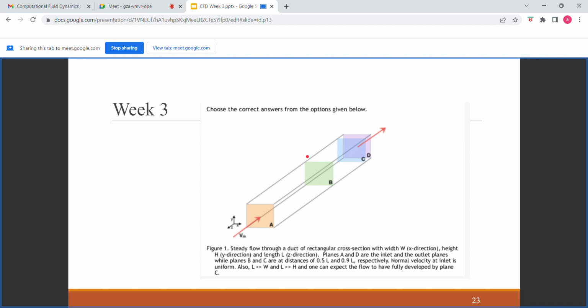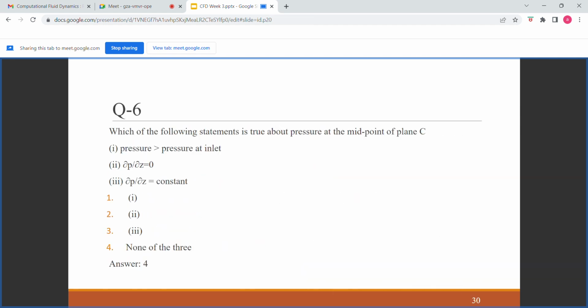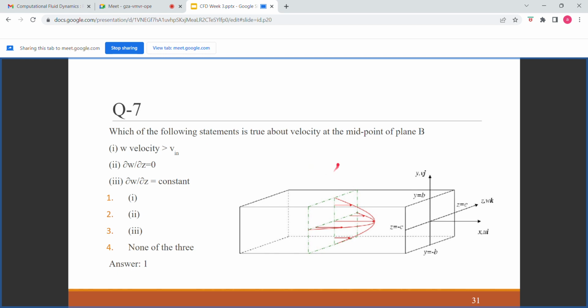So using these things, which of the following statements is true about the velocity at the midpoint of plane B? W velocity is greater than the inlet velocity, or dou W by dou Z is equal to 0, or dou W by dou Z is equal to constant. By plane B, it has not attained fully developed flow. It is moving towards fully developed flow.